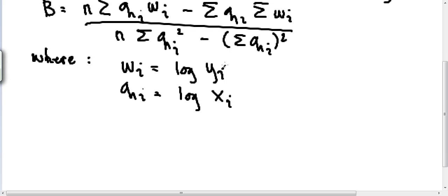Okay, then what is the variable of A? It is the average, the mean of w, minus the mean of q multiplied by B. So we have A and we have also B here.